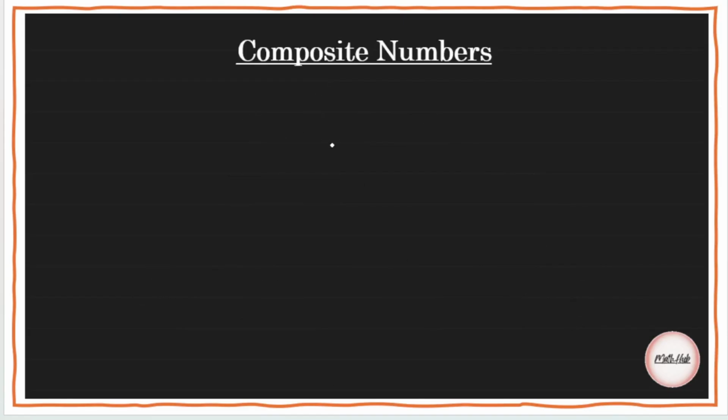Now, if prime numbers have exactly two factors, then what are composite numbers? Composite numbers have more than two factors. And when I'm saying more than two factors, that means we need to know how to find the factors. And please watch my previous video on finding the factors by two important methods, rainbow method and table method.